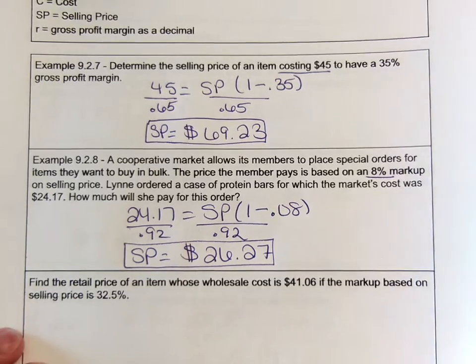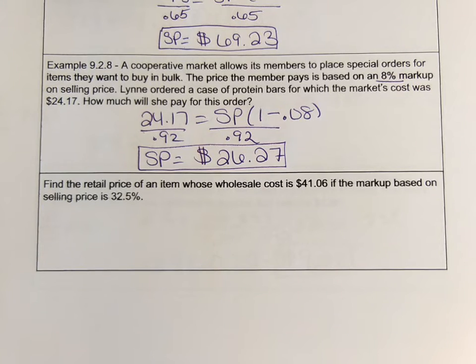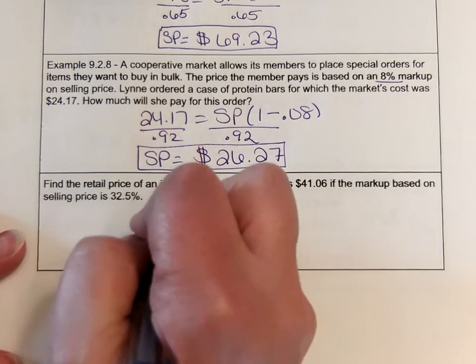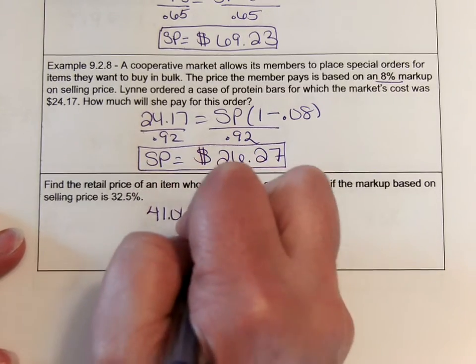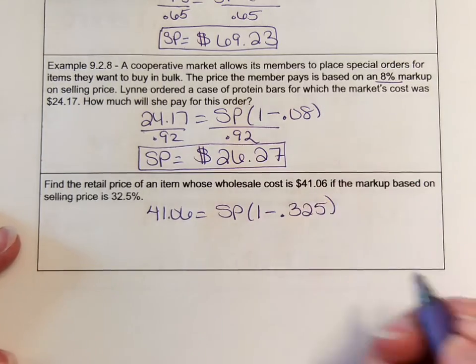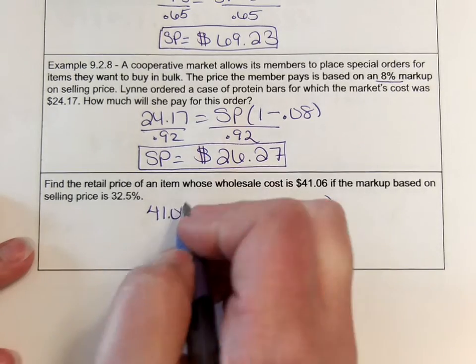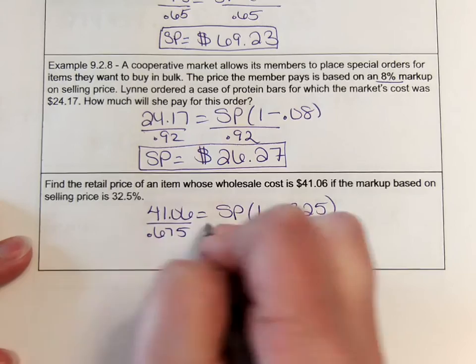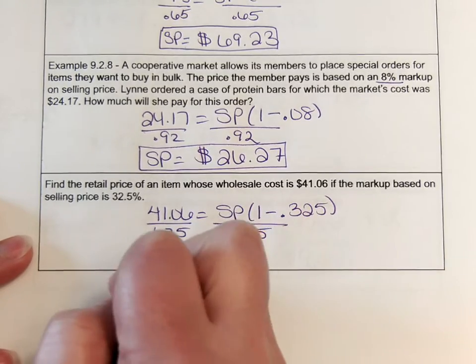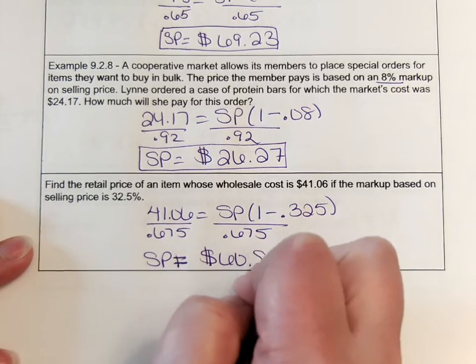And our last example for the day: find the retail price of an item whose wholesale cost is $41.06 if the markup based on selling price is 32.5%. All right, so 41.06 equals selling price times 1 minus 0.325. So 1 minus 0.325 is 0.675. That's what we'll divide by. And we get a selling price of $60.83.